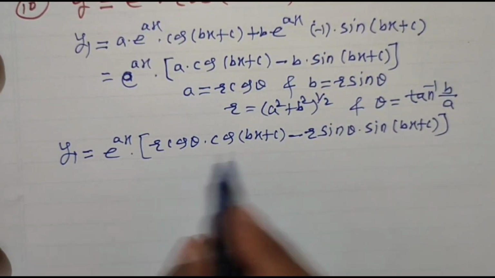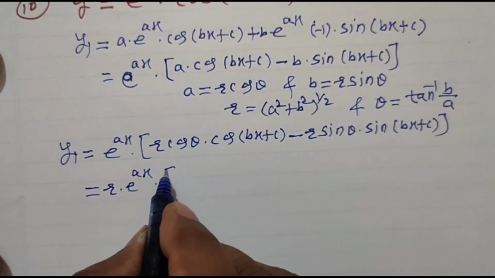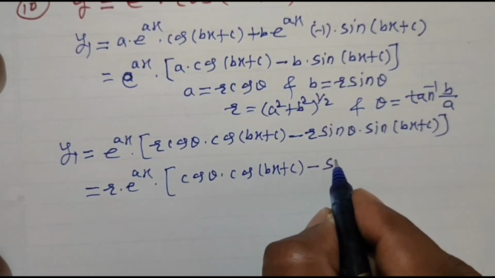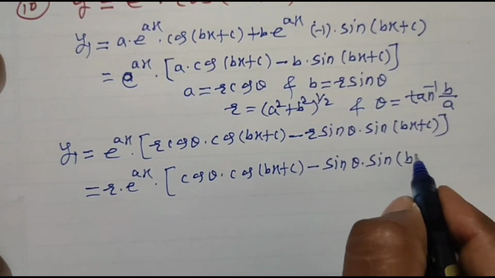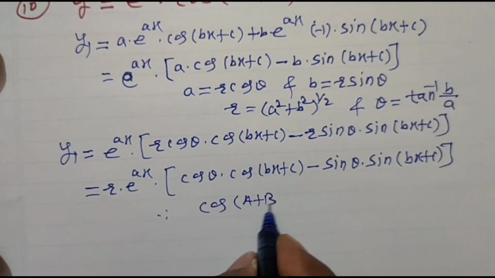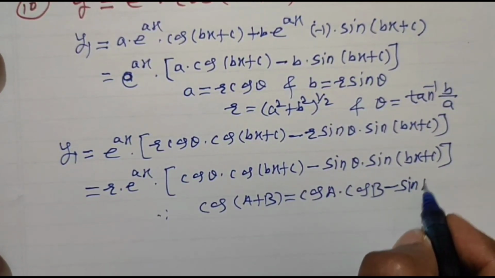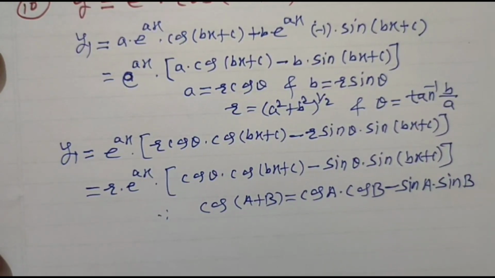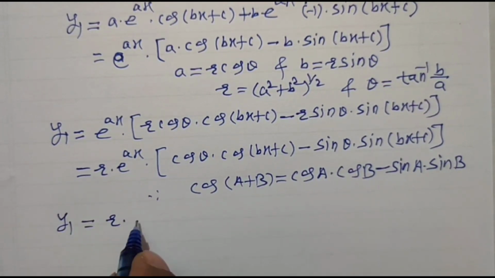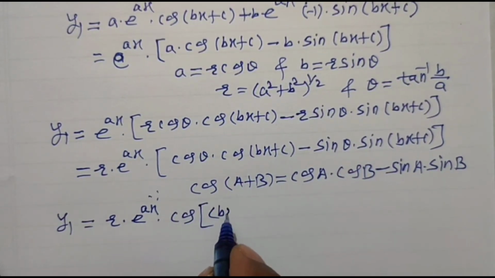Now you can take r common from this bracket, hence this is equal to r into e to the power ax into bracket, cos theta into cos of bx plus c minus sine theta into sine of bx plus c. But you know the trigonometrical formula, cos of a plus b is equal to cos a into cos b minus sine a into sine b. Applying this formula, y1 can be written as y1 is equal to r into e to the power ax into cos of bx plus c plus theta.